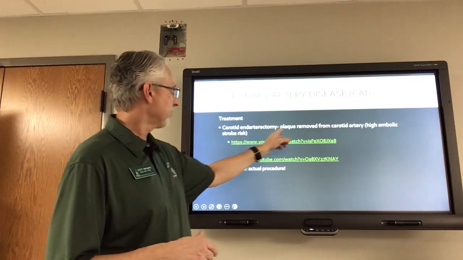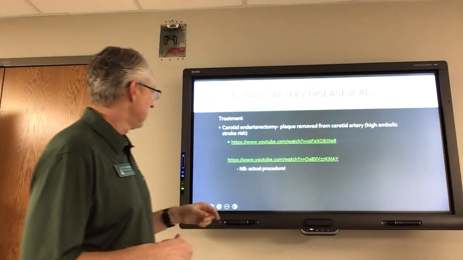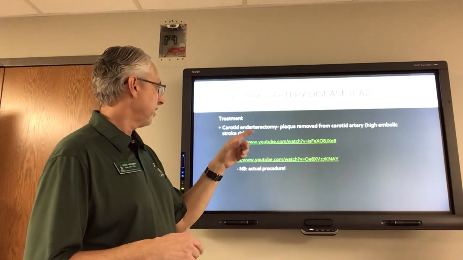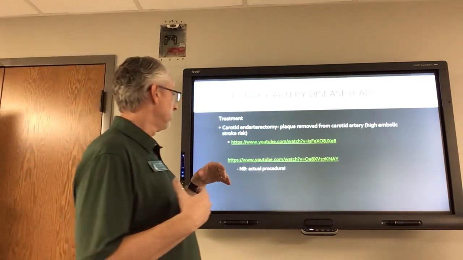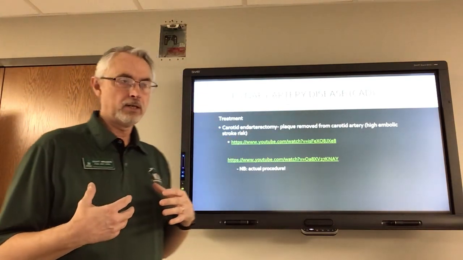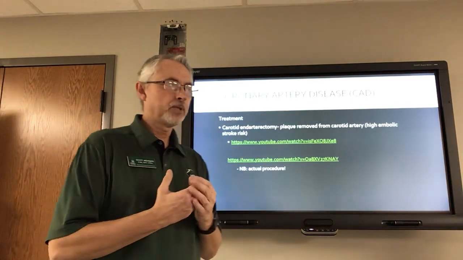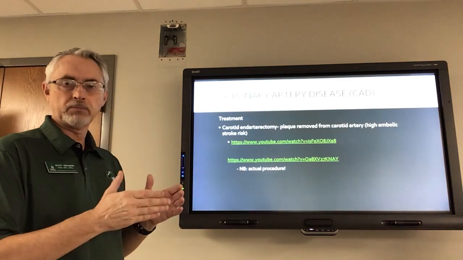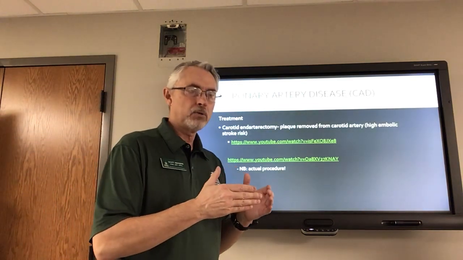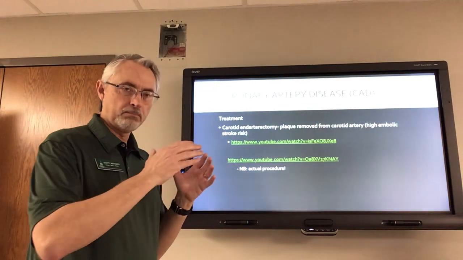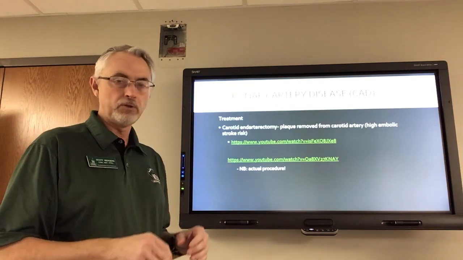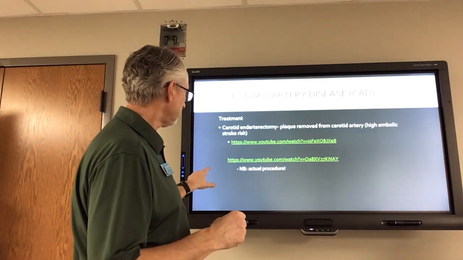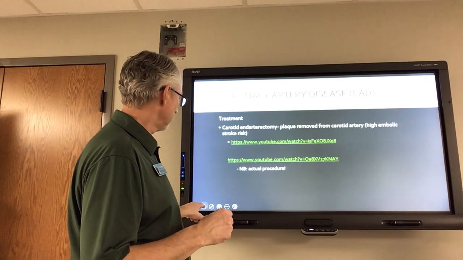And notice that the plaque removed from the carotid artery, that plaque is, like I mentioned before, a high stroke risk. Remember that an embolism is a blood clot that's on the move, right? A thrombus is a blood clot, and an embolism is a blood clot that is mobile. It moves, it gets clogged somewhere, which increases the risk for stroke, for sure.